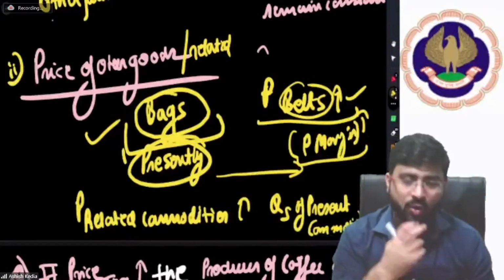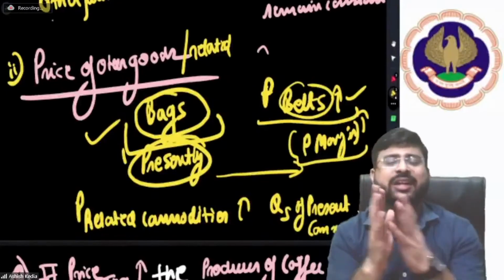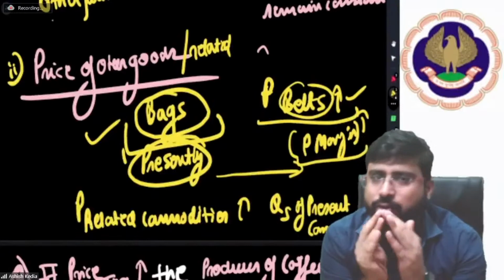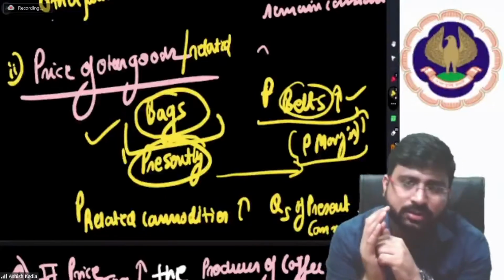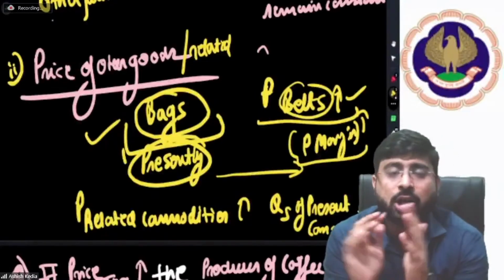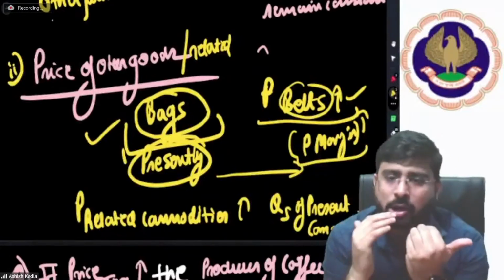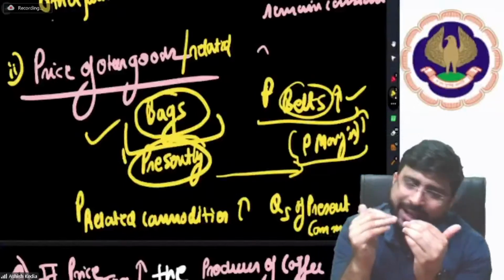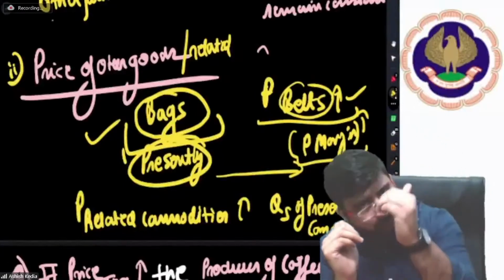Yes, sir. So two factors we have studied. Let's revise those two factors. Number one, price of own commodity. When price of own commodity rises, other factors remaining constant, quantity supplied will rise. When price rises, quantity supplied will rise. When price falls, quantity supplied will fall.